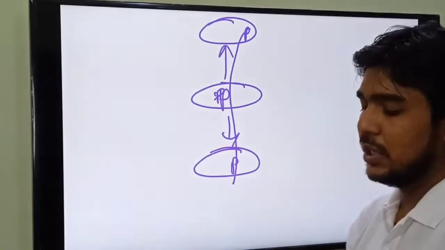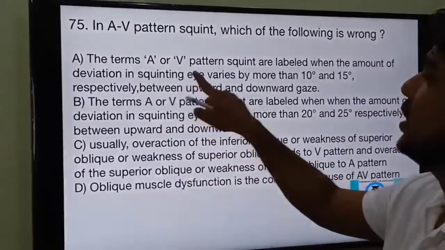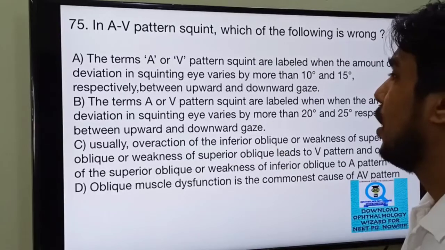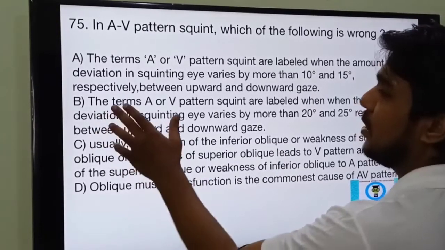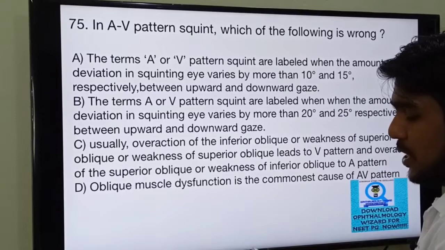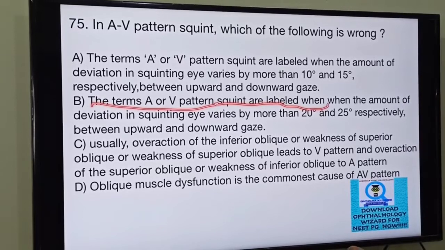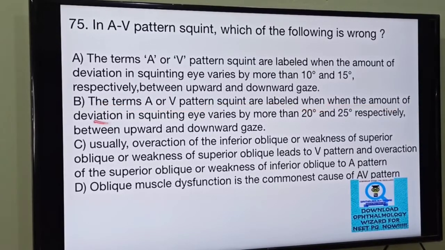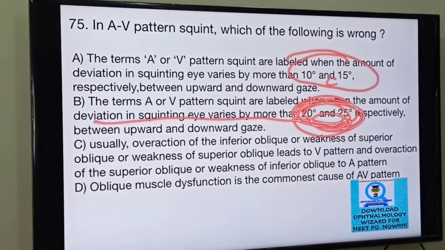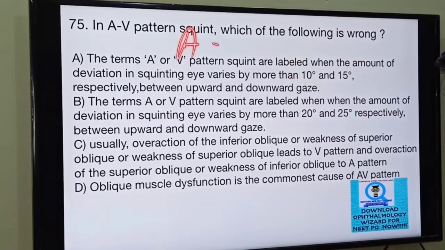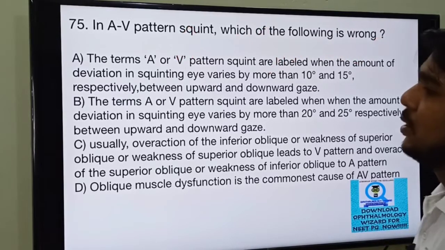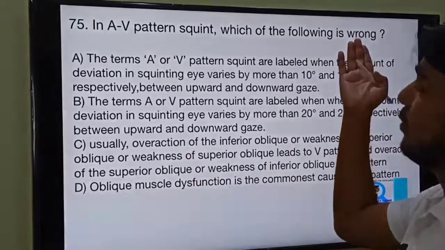So we come to the knowledge of which statement is true. Now read this statement again: the term A or V pattern squint is labeled when the amount of the deviation varies more than 20 and 25 degrees. This is wrong, because I have already told you it is 10 and 15, not 20 and 25. So in A it is 10 degrees, in V it is 15 degrees, right? So this is the answer, because we have to find the wrong one.